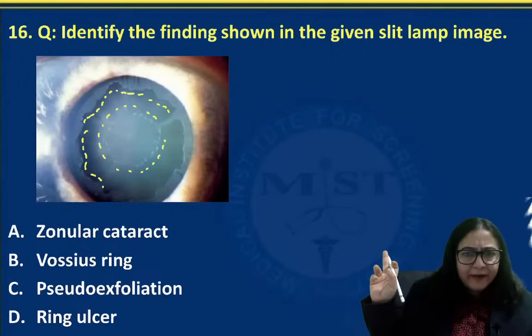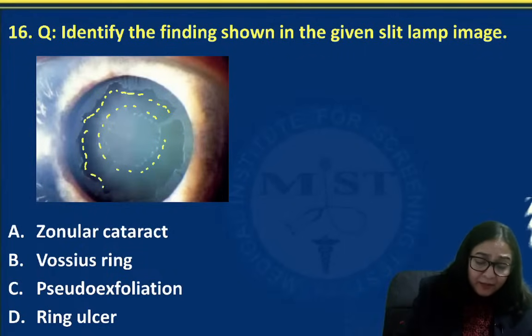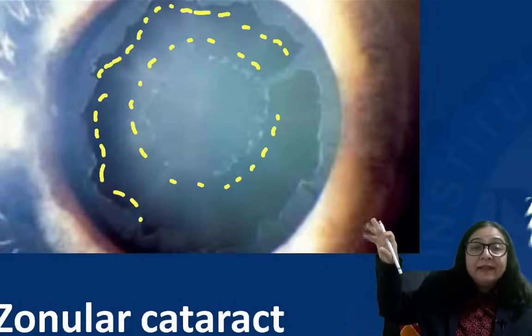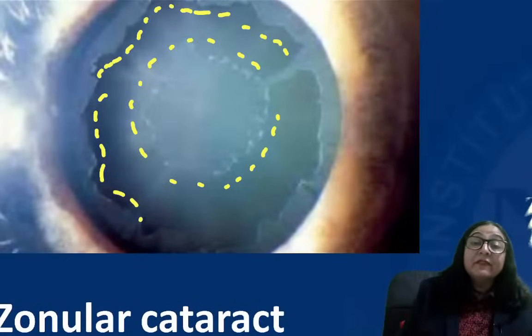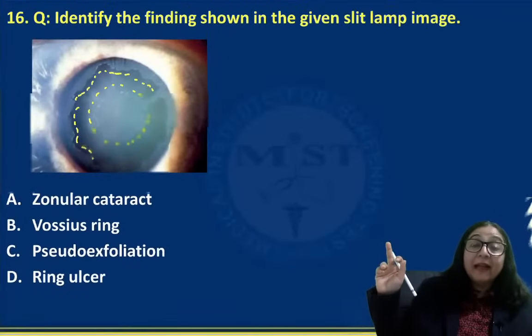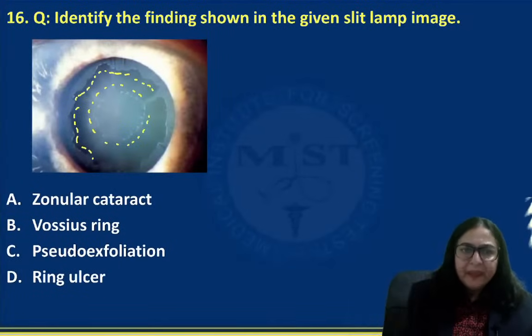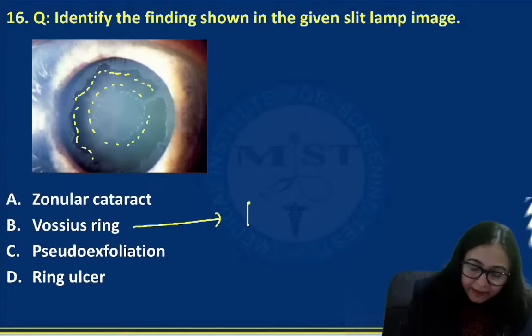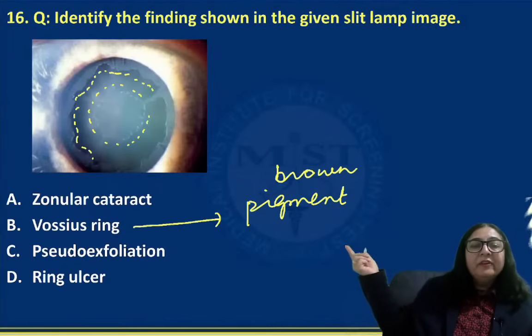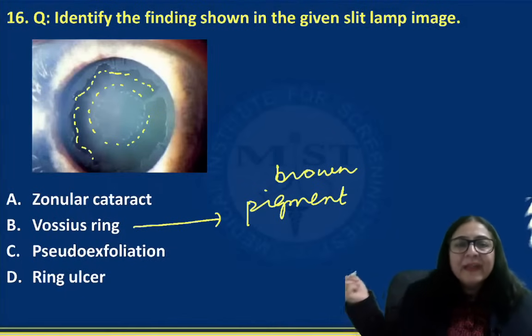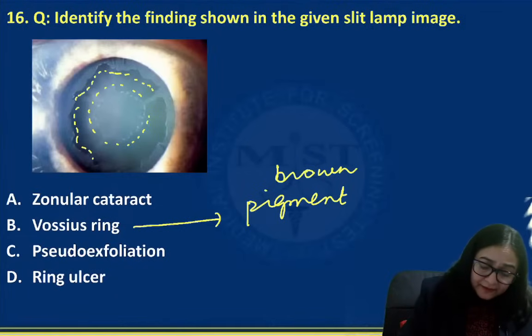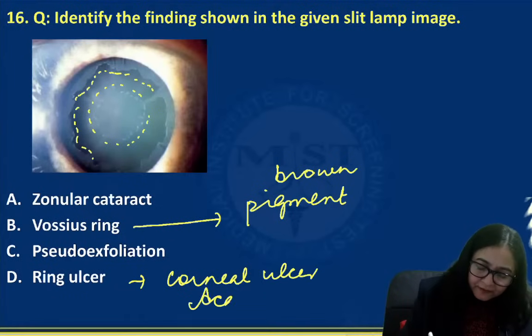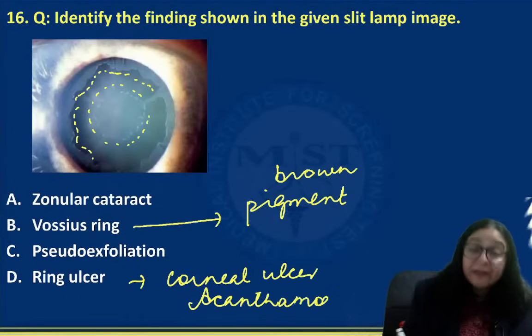Is it a zonular cataract? It's not a zonular cataract because this central area which you are seeing is not the cataractous area. It is on the surface here. Zonular cataract is a type of congenital cataract. Is it a Vossius ring? Beta, Vossius ring is a pigment ring, brown pigment ring. So this is not brownish in color. So this is not a brown pigment. Is it a ring ulcer? So ring ulcer is a corneal ulcer mostly seen with acanthamoeba. So the cornea is clear. Here the changes, they are on the lens surface.